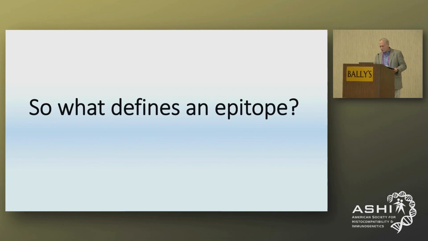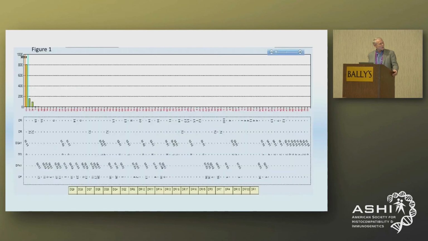Okay, so what defines an epitope? I just wanted to show a couple of examples here real quick. We've seen several of these in our laboratory. So here's the first case. This person presented about 56 days post kidney transplant with a rising creatinine and a biopsy-proven AMR, and we ran the single antigen beads, and they really didn't show anything.